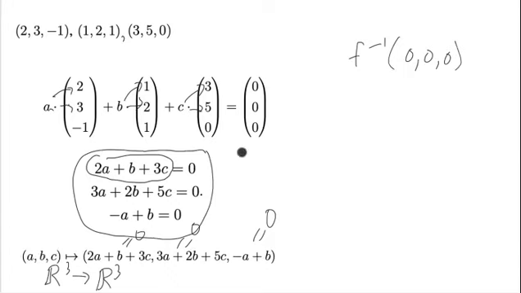We wanted this output to be anything. There's one and only one way to get that. And that's kind of like looking at a fiber over the vector that we're interested in. There's only one way of getting it. So that's really what linearly independent shows.